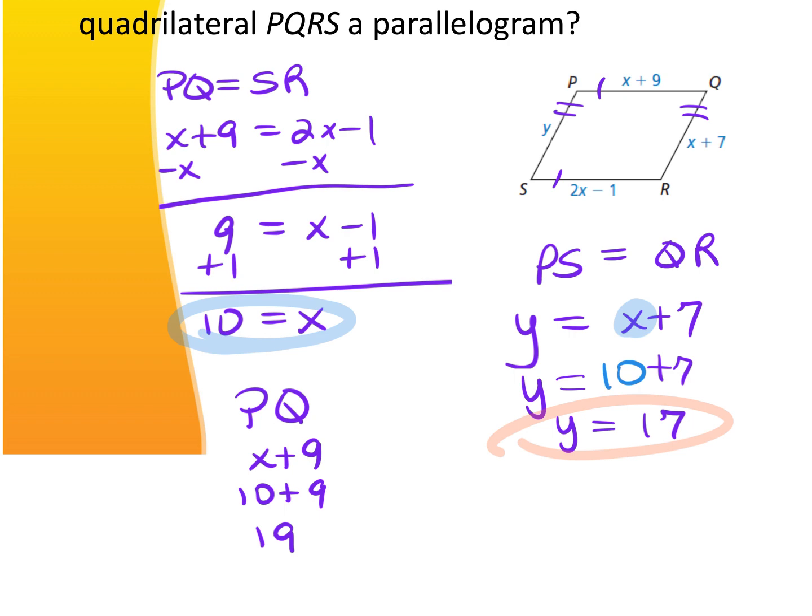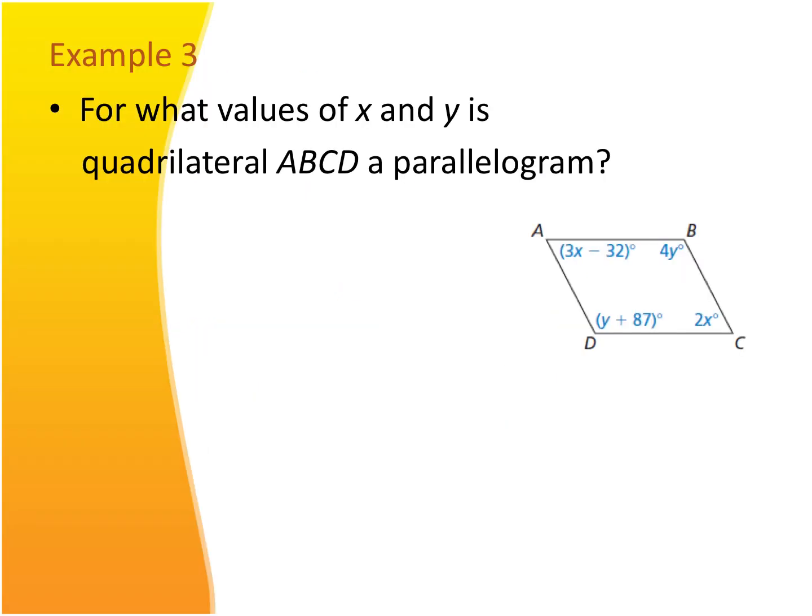So just read the questions carefully. Let's try the next one. Now instead of sides, we're going to be seeing angles. Notice all of these expressions were outside and they did not have a degree symbol. On this example, all of the expressions are inside the parallelogram and they've got the little degree symbol. On this one, I'm going to be using my parallelogram opposite angles converse to show that this is a parallelogram. So I know that these opposite angles are going to be congruent.